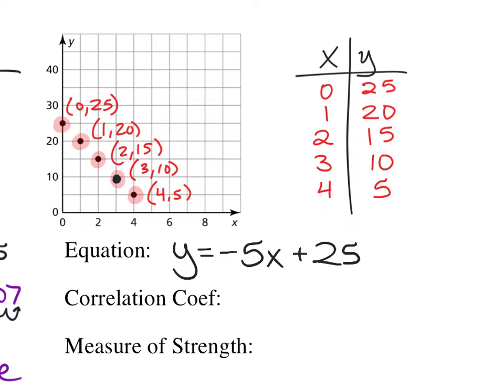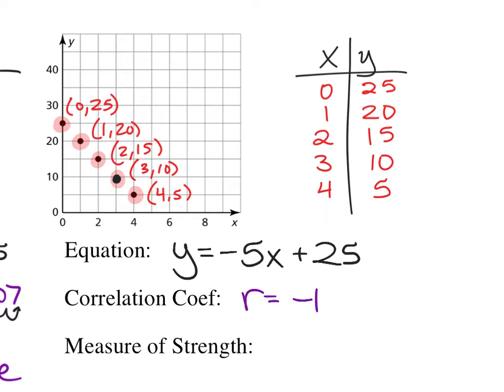The correlation coefficient is what? Negative 1. Remember, R is correlation coefficient. You will not use R squared until you take advanced statistics. You will only use R in this class. So the R value is equal to negative 1.